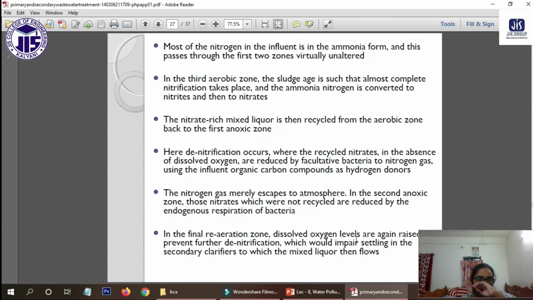Most of the nitrogen in the effluent is in the ammonia form, and this passes through the first two zones virtually unaltered. In the third aerobic zone, the sludge age is such that almost complete nitrification takes place and the ammonia nitrogen is converted to nitrites and then to nitrates.